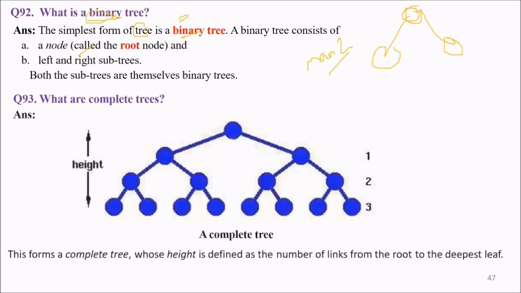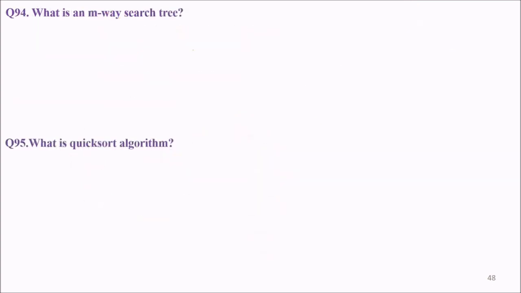What are complete trees? These are complete trees. A complete tree forms a tree whose height is defined as the number of links from the root to the deepest leaf. Okay, this is the complete tree. All the nodes are complete. This is a complete tree.